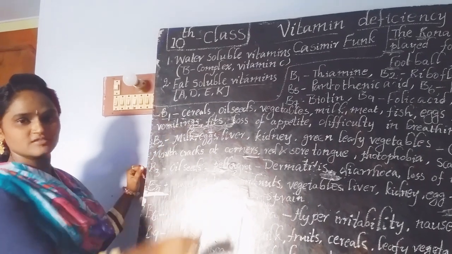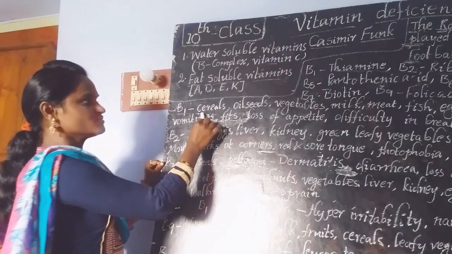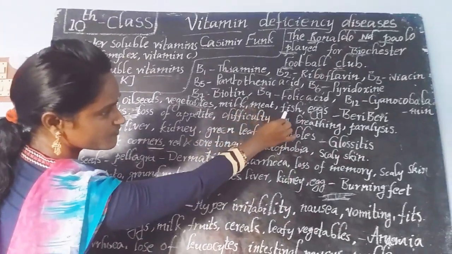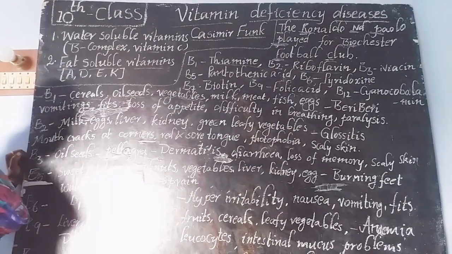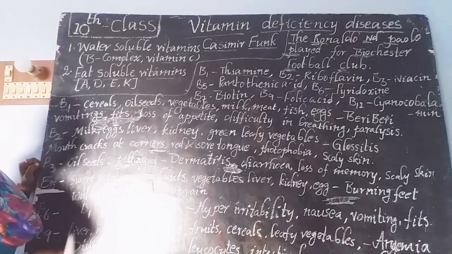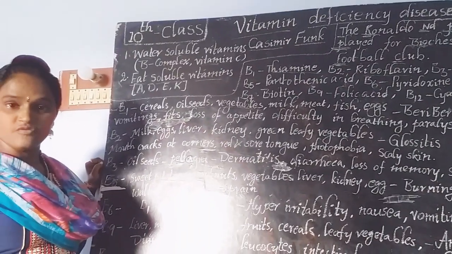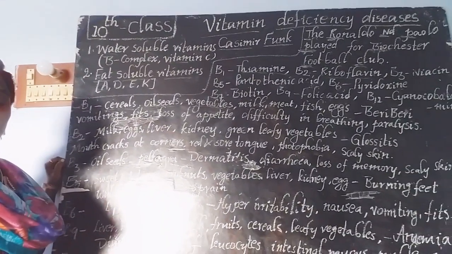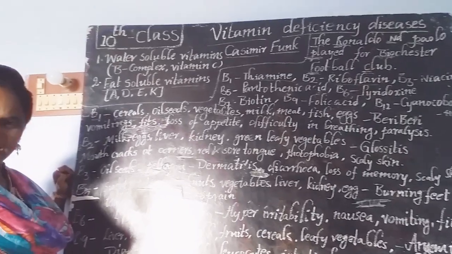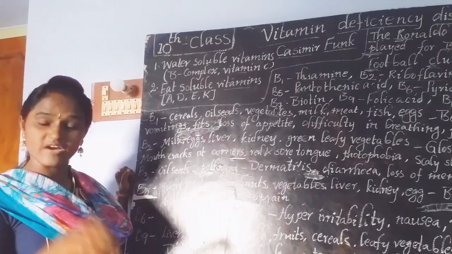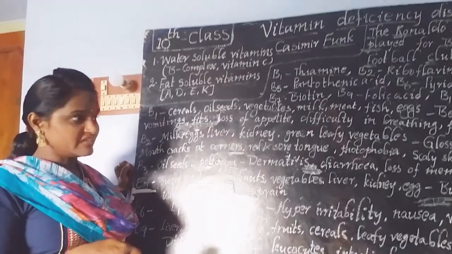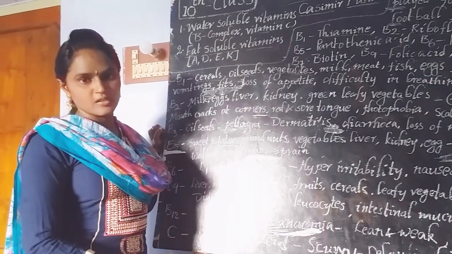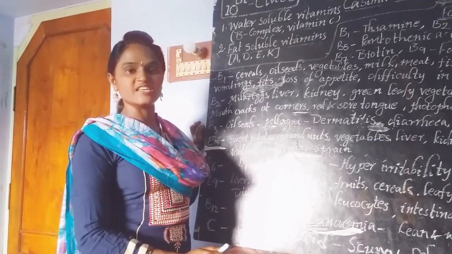Yes, thiamine. And the sources of this vitamin are cereals, oil seeds, vegetables, milk, meat, fish, eggs. By the deficiency of this vitamin, we suffer from a disease called beriberi. It means people who have very minute amounts of vitamin B1 or lack it in their diet may suffer from a disease called beriberi.